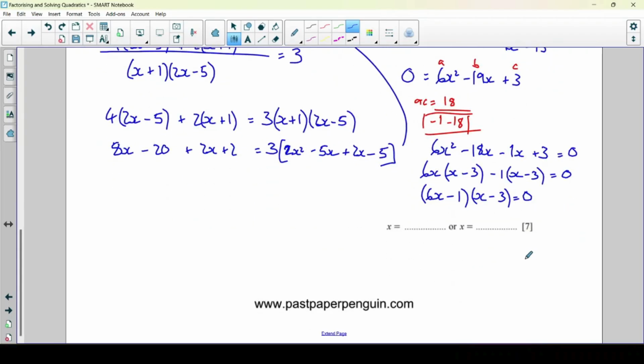Let's find a little bit of space just underneath here. So either 6x minus 1 equals 0 or x minus 3 equals 0. So 6x equals 1, so x is 1/6, or x equals 3. So quite a long question, but for 7 marks, that's not too bad, so that's doable.